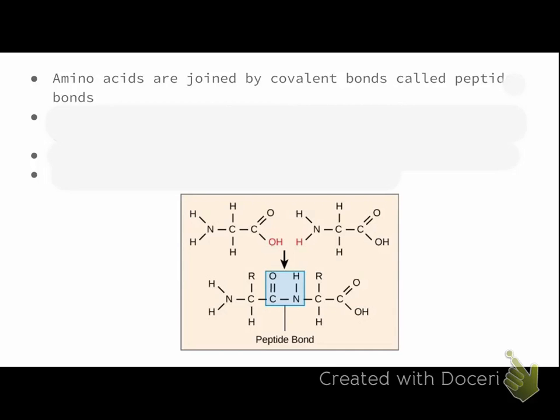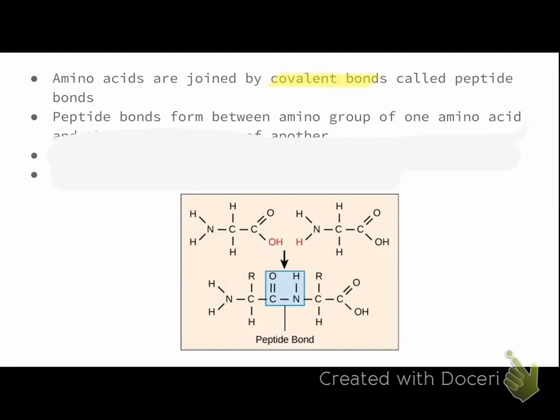So we know that when we join amino acids together, it's going to eventually give us a protein. But what are those amino acids joined by? They're joined by covalent bonds. So it's a covalent bond that is going to join chains of amino acids together. So I have my first amino acid joined by a covalent bond to my second amino acid. And specifically, the covalent bond in a protein is called a peptide bond.